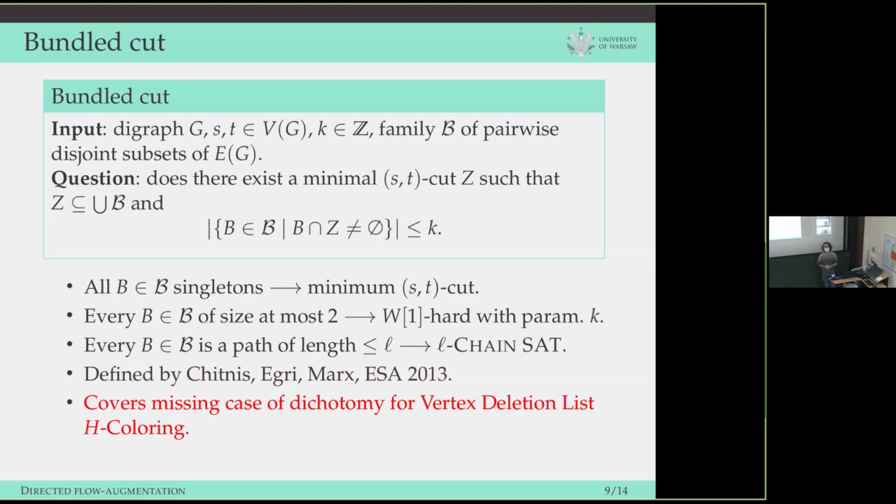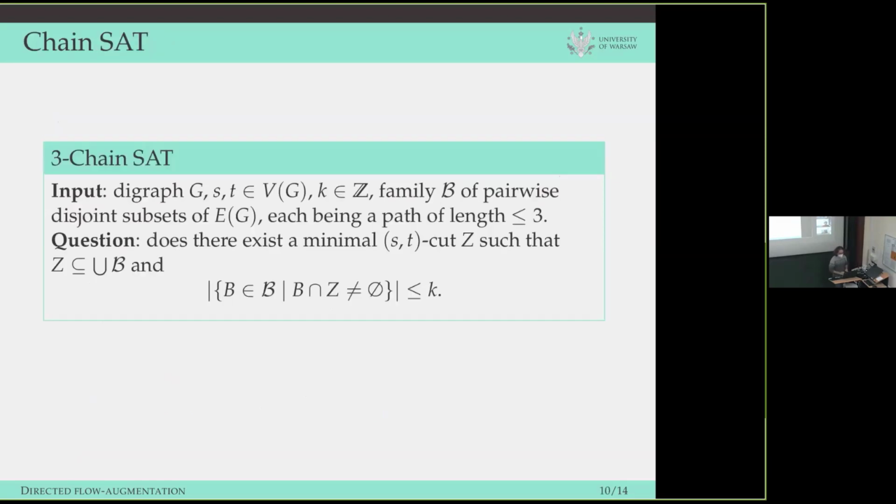They were having this conjecture that whenever this coloring for fixed H is polynomial, then the vertex deletion problem, like delete edges to be H-colorable, is actually FPT. And they showed that the only case they couldn't solve is the case that reduces to chain SAT for constant length, for parameter bounded value. And this was open since 2013 and annoyingly appears on many open problems since then. And it turns out that we can solve it with flow augmentation. Let's try.